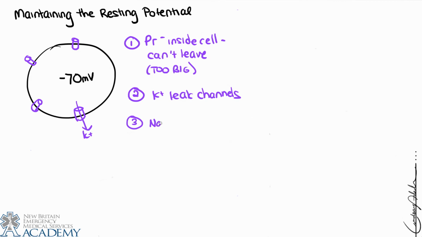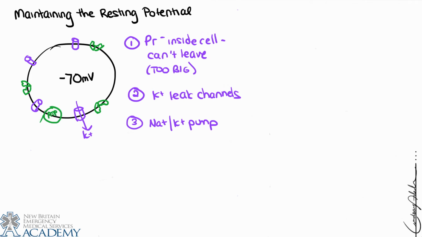And the last thing is the sodium-potassium pump. So if we do lose these potassium ions to the outside of the cell, we can actually pump them back in using the sodium-potassium pump. And similarly, we can pump the sodium ions back out. So we sort of keep the original electrochemical concentrations and gradients that we started with.